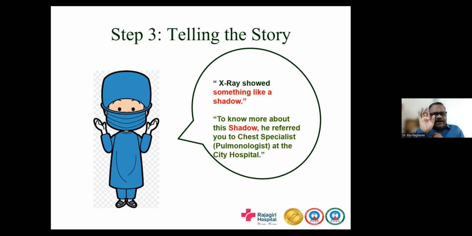So you see here, something like a shadow. You have filled in a blank spot, and in the next line, you have escalated the information. Something like a shadow becomes shadow. It is no longer something like. So you're gradually escalating information. Something like a shadow becomes shadow.